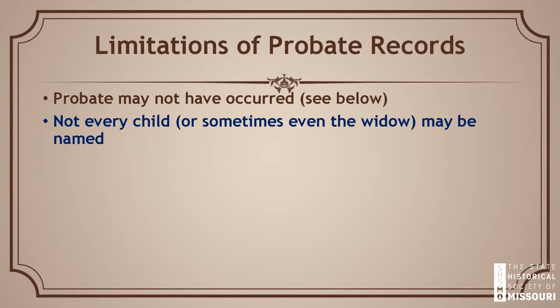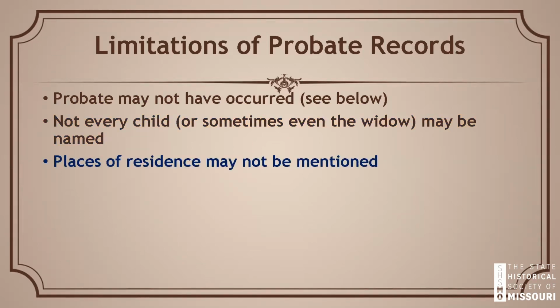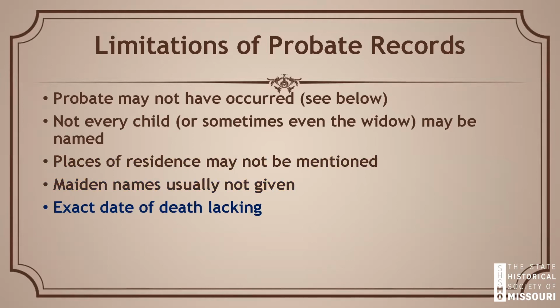There is oftentimes no requirement that every child, or sometimes even the widow, may be named. This is particularly true with testate inheritance, with a will. Places of residence may not be mentioned. We don't know where the person lived. We usually infer they lived in the county or jurisdiction where the probate happened, but not always. Maiden names are usually not given for the wife in particular. The exact date of death is oftentimes lacking. You get a range generally, or you get an approximate date.